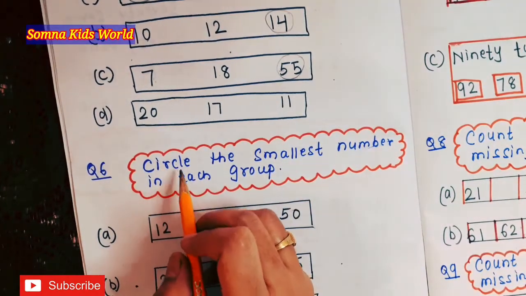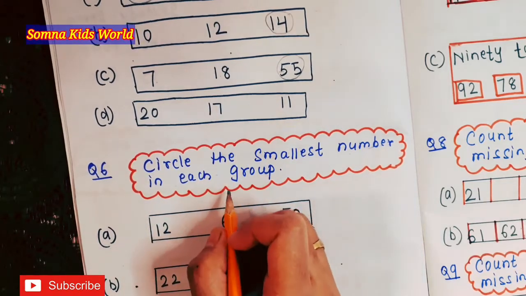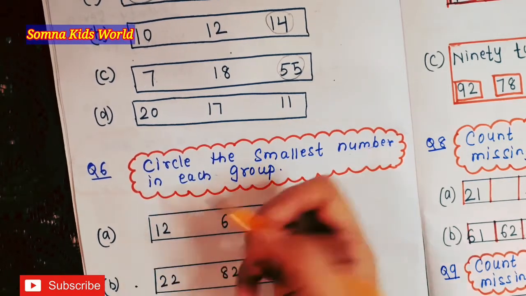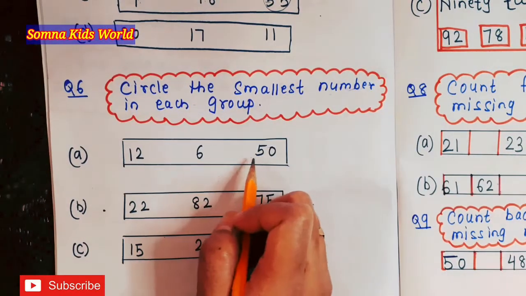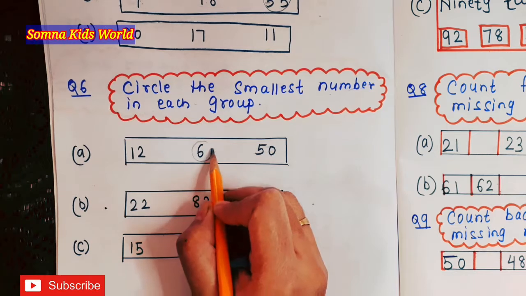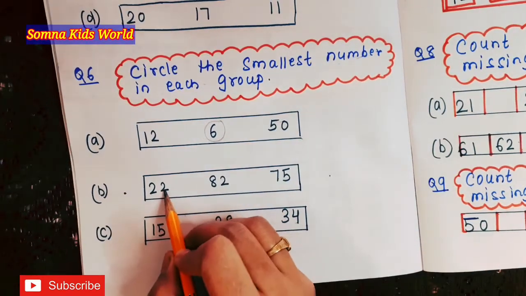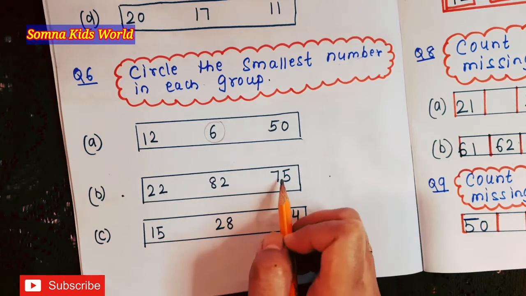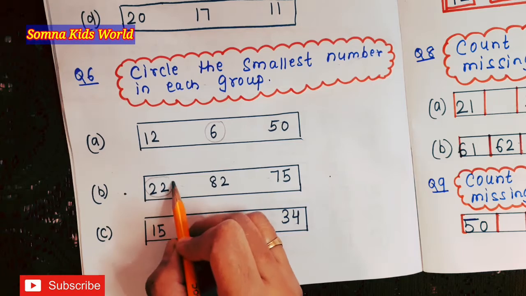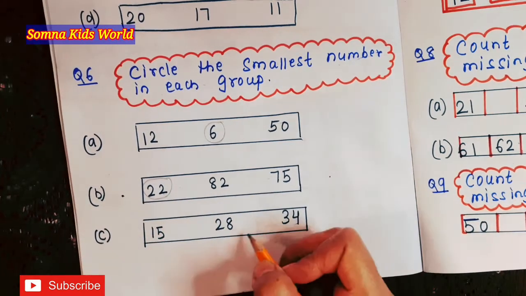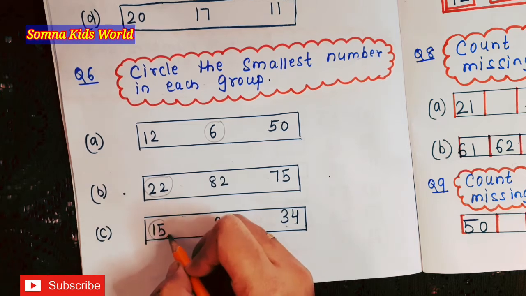Next one is circle the smallest number in each group. So here they have to find out the smallest number. Which is the smallest number here? Out of these three, 6 is the smallest number. So next one is from this: 22, 82, 75. Out of 3, which is the smallest one? 22. 15, 28, 34. Which is the smallest one? 15.